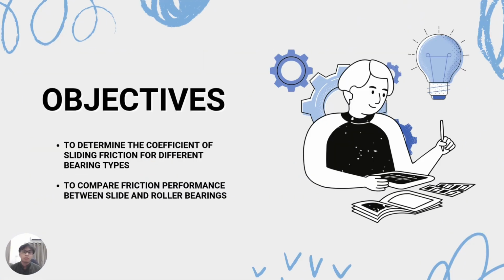I'm going to talk about the objectives of this experiment. The first one is to determine the coefficient of sliding friction for different bearing types, and then to compare friction performance between slide and roller bearings.